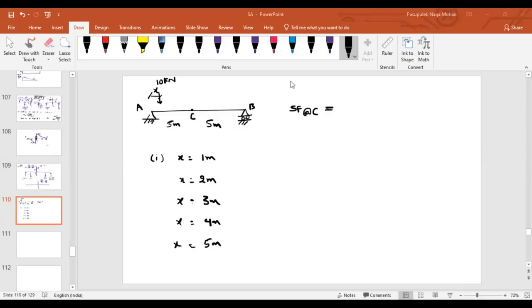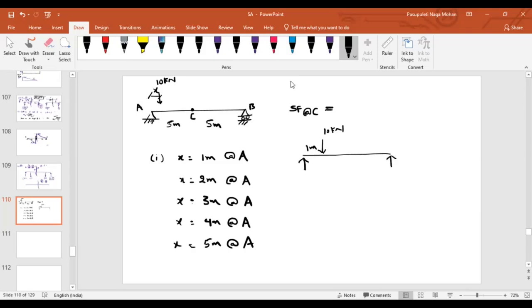What is the shear force at point C? Quickly, can you guys find it out? What is the shear force at point C if the load is at 1 meter from support A? And what is the shear force at C if the load is at 2 meter from support A? Just like the same for each case. So in the first case, if the load is somewhere here, 10 kilonewton, and the distance is 1 meter, can you guys tell me quickly what are the support reactions here?